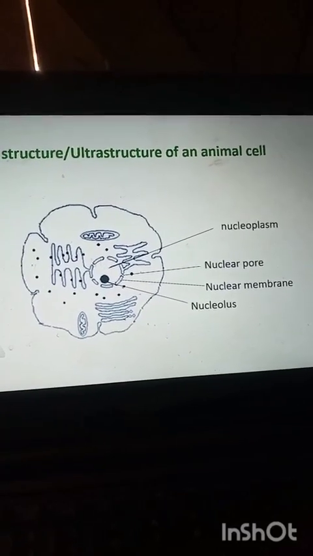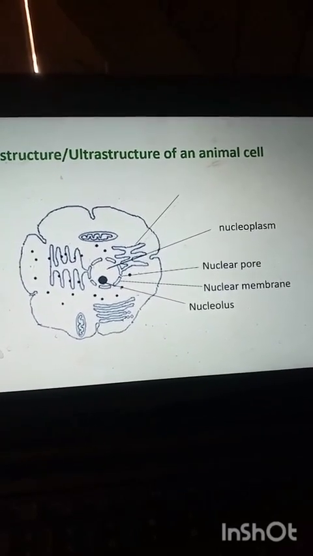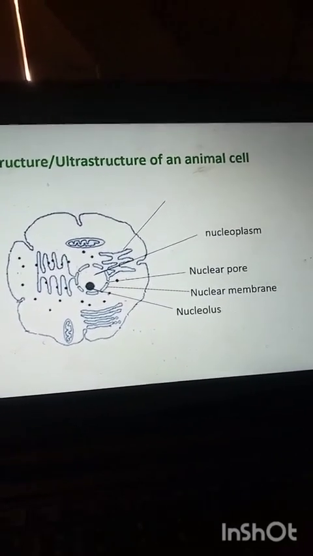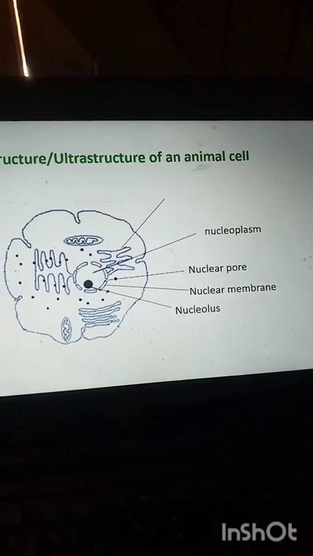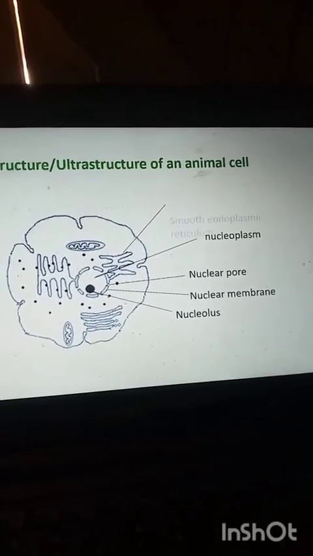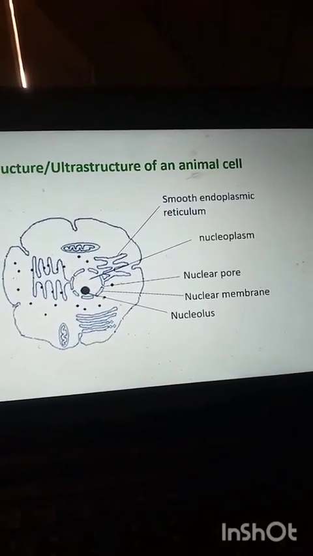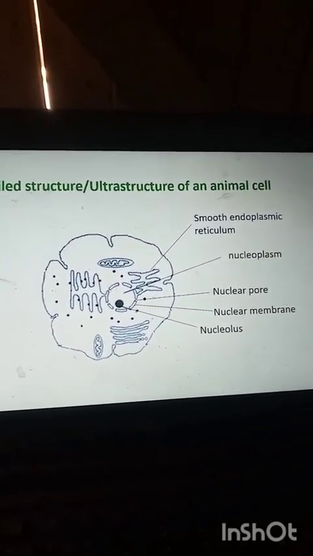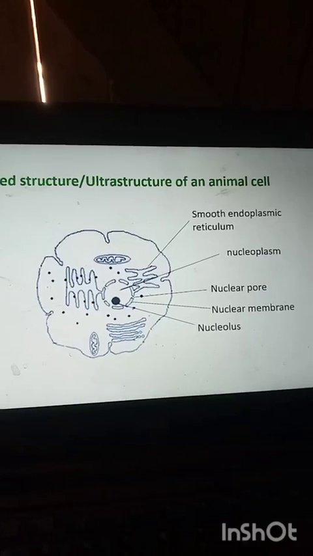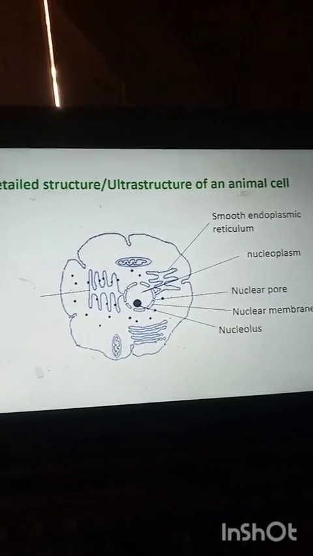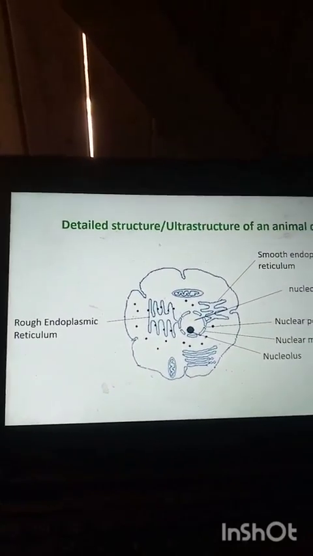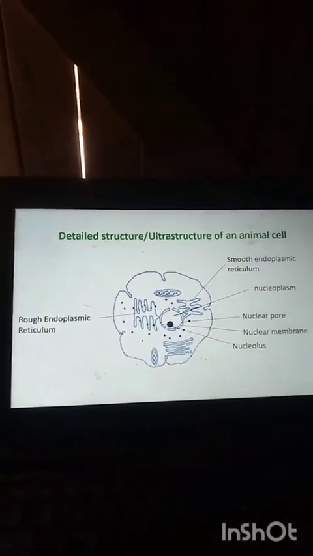Nuclear pore. And then we come to this part, which is the smooth endoplasmic reticulum. So that one is just the smooth endoplasmic reticulum. And then let's go to the rough endoplasmic reticulum. This one is a rough endoplasmic reticulum. That is a spelling there.